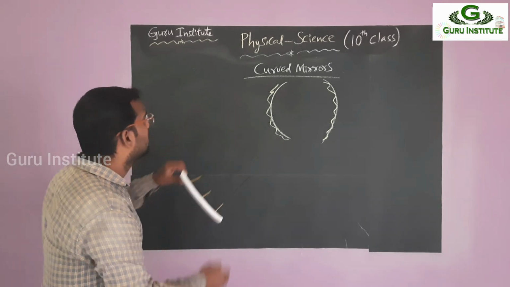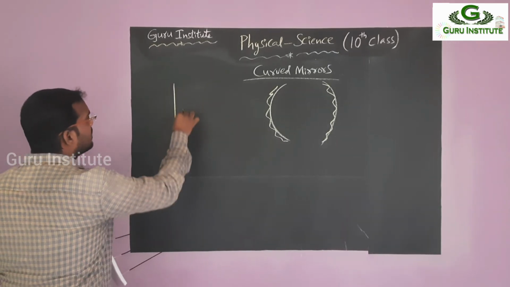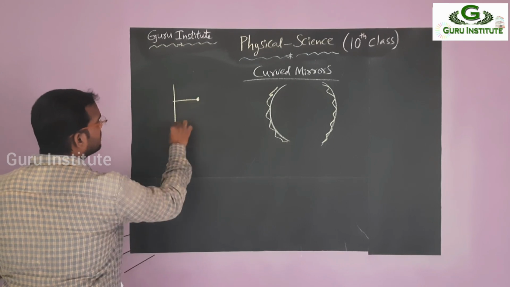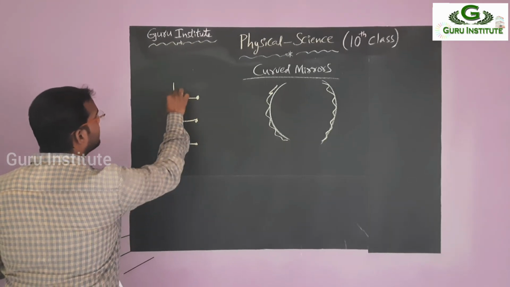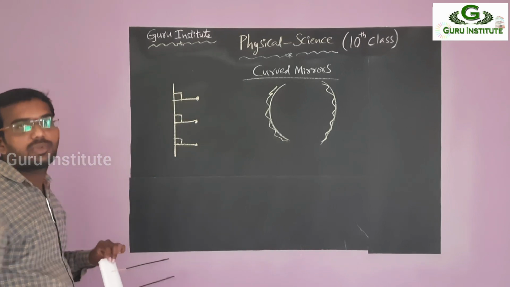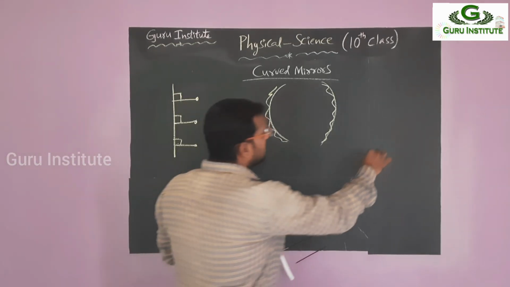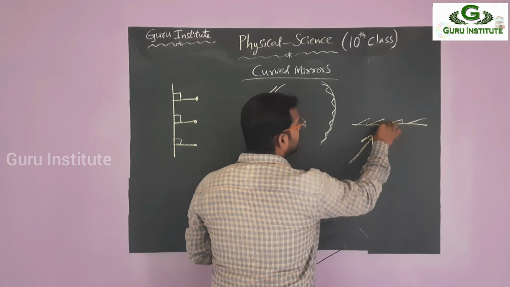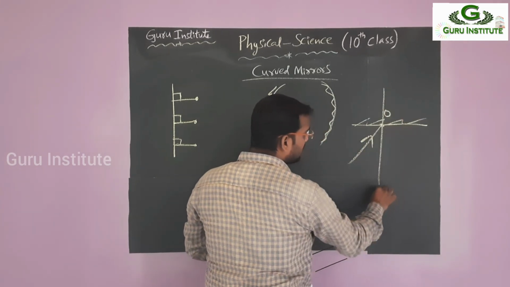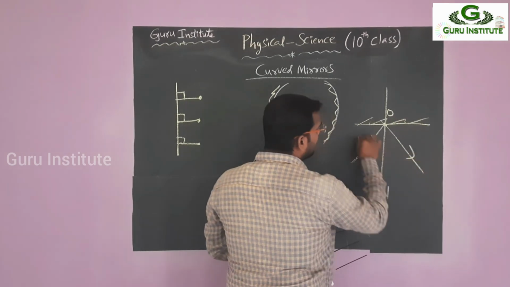So let's see. This is the plane one. I am taking the first, second and third ones. All are making 90 degrees here. So I am taking the normal. Already in reflection, if you take it like this, this is the incident ray, this is the incident point, at this point we have to draw the normal, and this is the reflected ray, right?